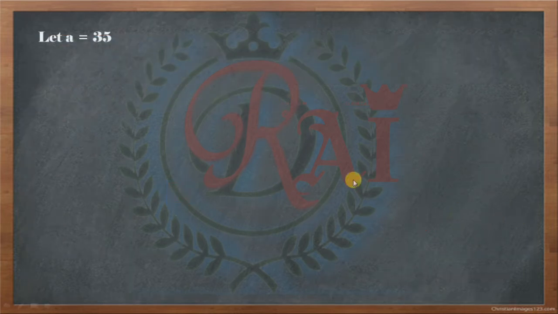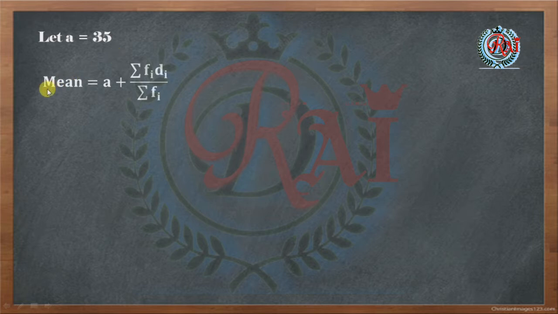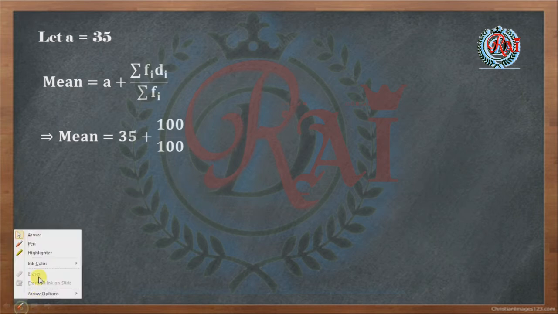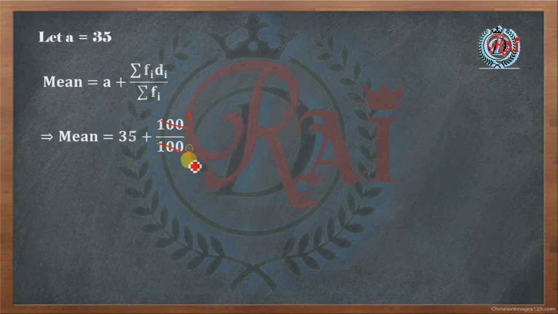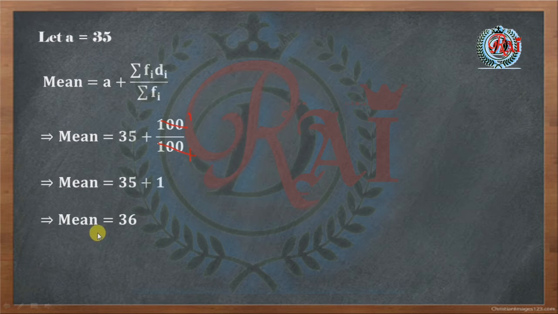So now we assume a is equal to 35, and the formula is mean is equal to a plus summations of fi di divided by summations of fi. So mean is equal to, instead of a, I'll write 35 plus summations of fi di is 100 and summation fi is 100. So 100 and 100 will get cancelled. It's 1. So 35 plus 1 is equal to 36. So mean is equal to 36.